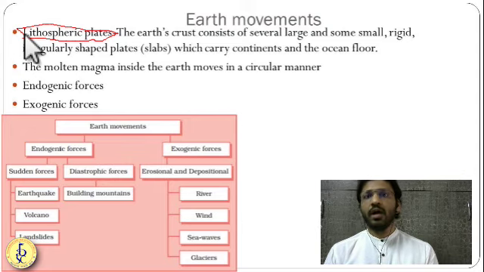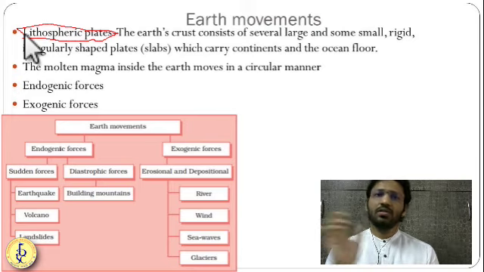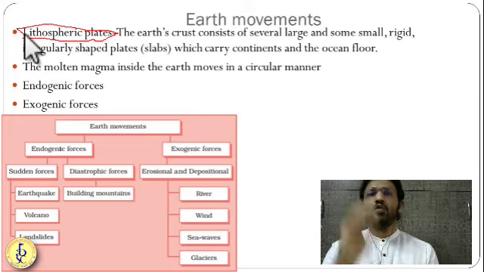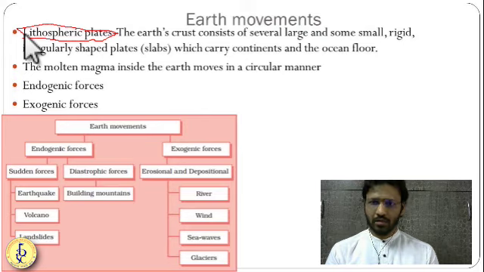Getting this? Now, these lithospheric slabs, or we call them plates, are not at all stationary. They keep moving from one location to another. But this movement is not very fast. Slowly they move, like we can say 1 centimeter per year. That is the speed. You won't even be able to perceive the speed.